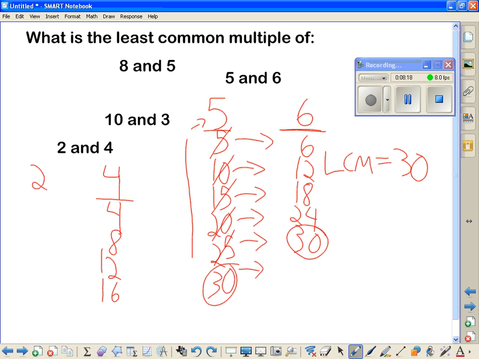And I'll do the same thing with 2. And I'll ask myself, do I see 2 over here? No. 4, do I see 4 over here? Yes, there it is. Okay, so that's one you can probably do in your head. You can just say, well, I know that 2 goes into 4, so 2 has to be the lowest number that both have in common. Sorry, the lowest multiple that both have in common. Okay? Let's do one more really quickly here.